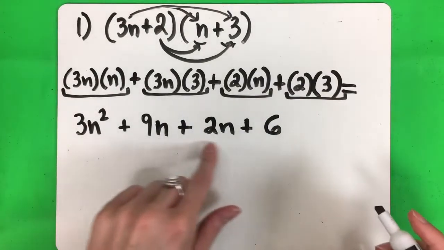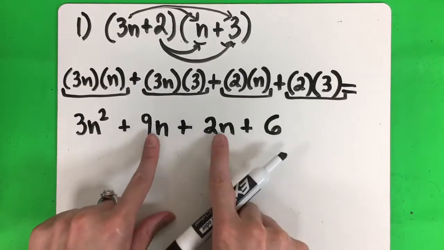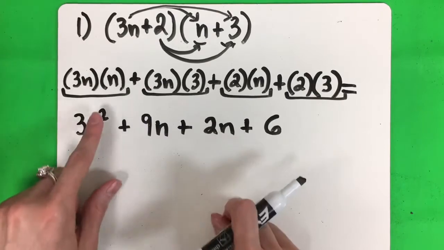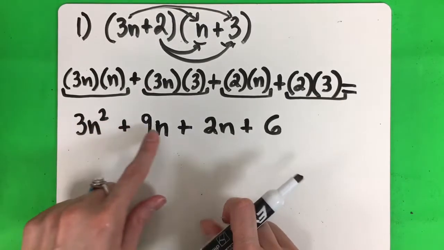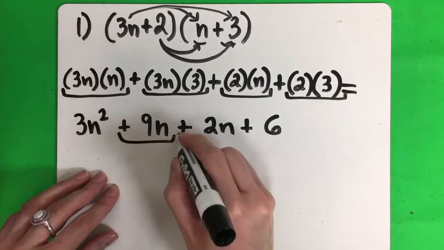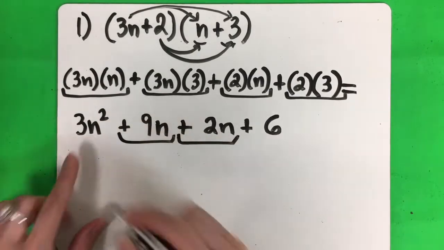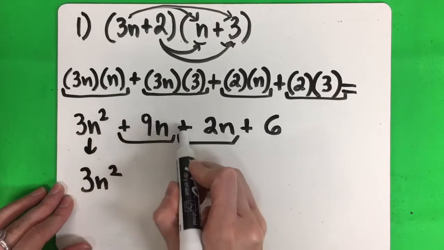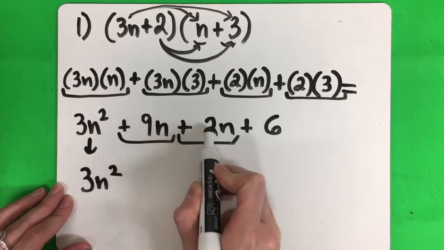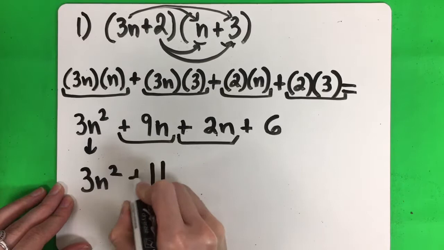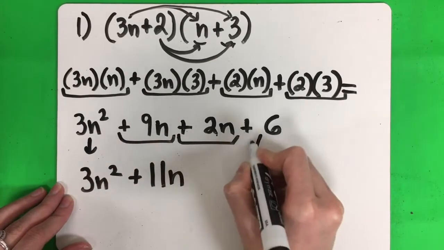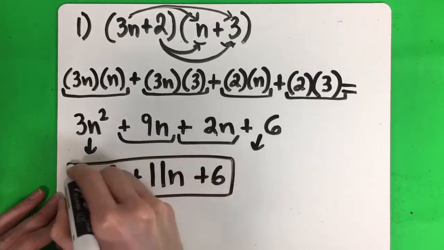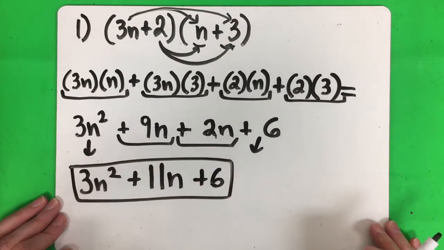Now, do I have any like terms? Yes, n and n. These are like terms. This is not a like term because it has a squared. These two are together, so positive 9n plus 2n. So copy down 3n squared. 9 plus 2 is 11, positive 11n, and you copy plus 6. This is your final answer. See how simple that is?